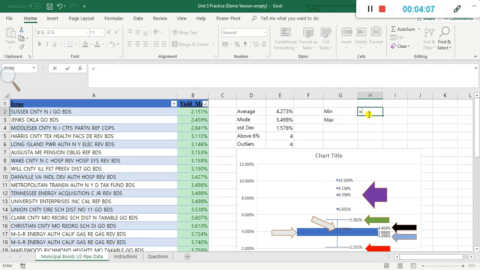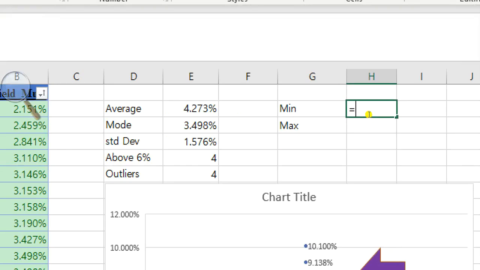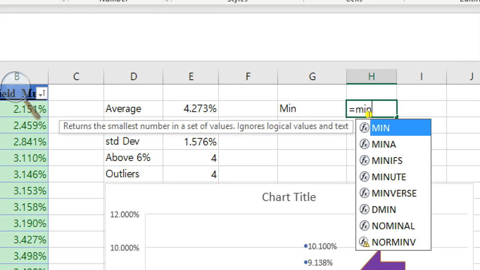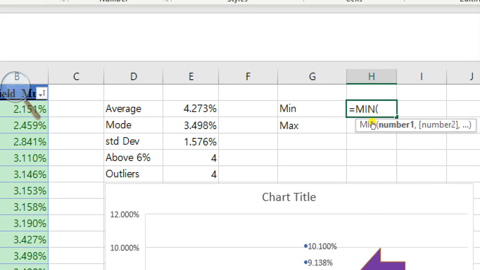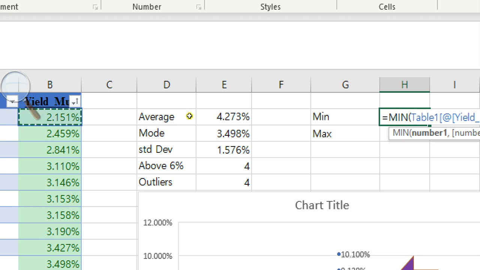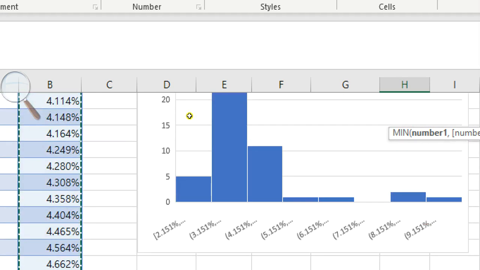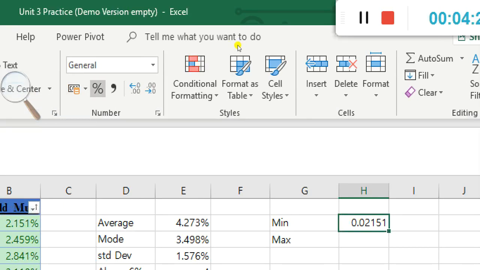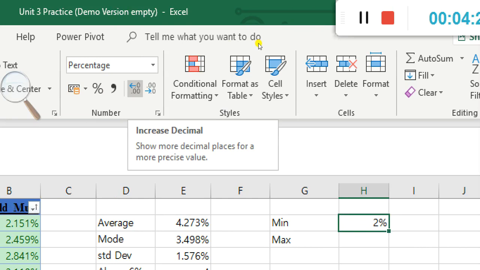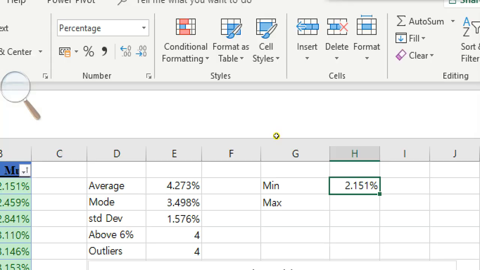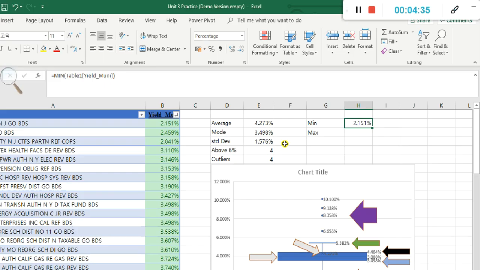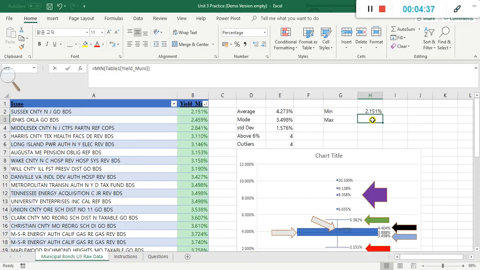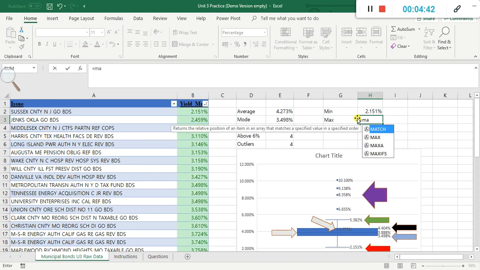So just equals minimum, min. I can click this one, and then I can just press shift, enter, and that's going to give me the number. Remember, I have to normalize it. I have to go to percentage, and then I have to increase 1, 2, 3. Why? Because all my data looks exactly like that. Okay, very good. And then same for the max function. You have to do equals max, and then there we go.